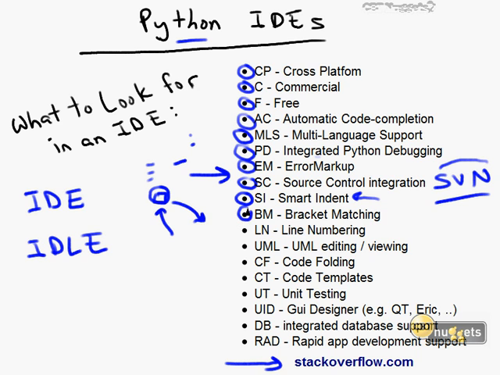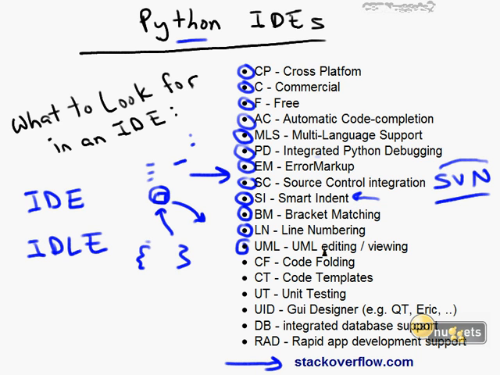Bracket matching isn't so useful in Python, but it is for a language like C#, any of the C languages that use braces to denote the beginning and end of routines. Line numbers I find to be particularly important, and one of IDLE's biggest weaknesses is the fact that IDLE doesn't number lines. When you're sharing code with your colleagues, you definitely want to be able to reference line numbers in your code.